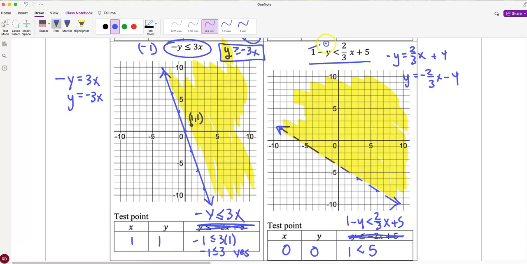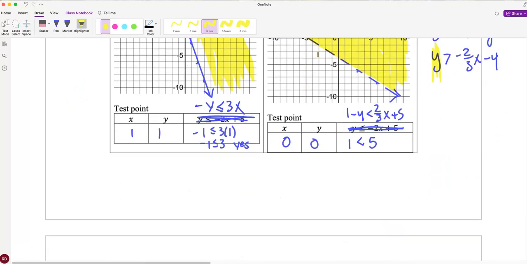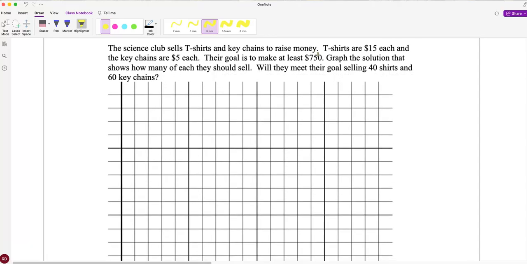When I get to here, I could have said, okay, let's add the y to both sides. So 1 is less than 2/3 x plus 5 plus y. If I subtract the 2/3 from both sides, subtract the 5, so you've got y is greater than -2/3 x minus 4. So once I've solved for positive y, then I know that the greater than means I shade above. This one had a negative y, so the less than doesn't mean shade below. So it needs to be solved for the positive value, if you can determine that. Let's look at this example.